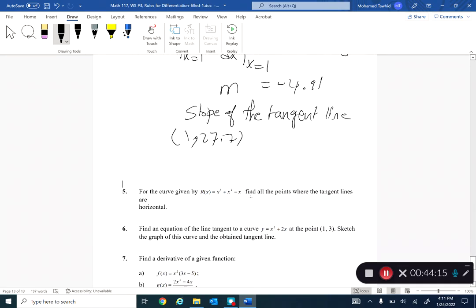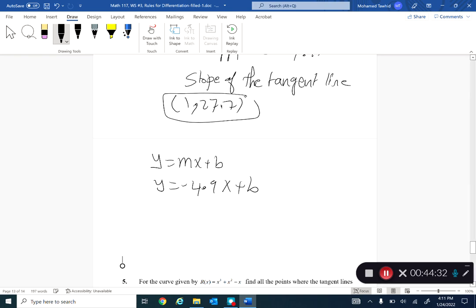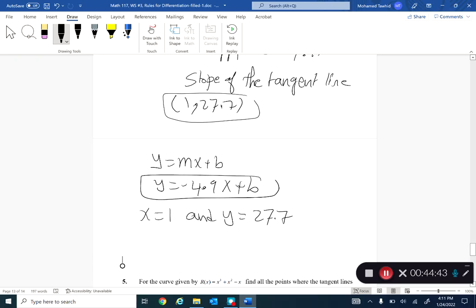Okay, so here guys, I don't have technology with me. So your y equals mx plus little b. What is your m? Your m here is -4.9, so -4.9x plus b. Now what is the point here? x equals 1 and y equals 27.7. So I go back here, replace x by 1 and replace y by 27.7. So you have 27.7 equals -4.9, that's our slope, times x, which is just 1, plus b.